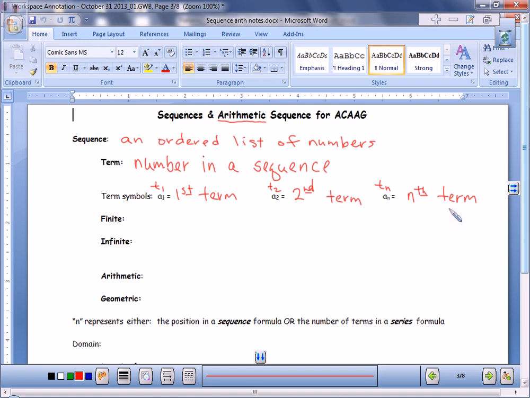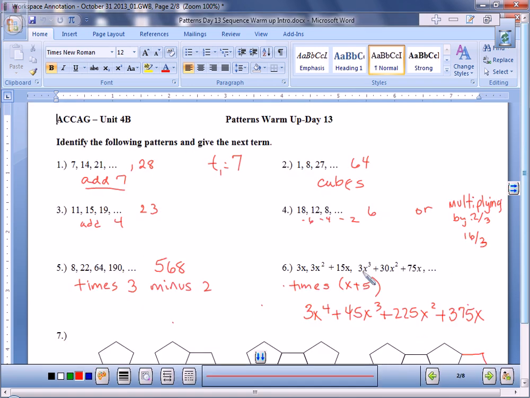Okay, so let's go back to our warm-up real quick. All right, in this problem, what is t sub 3? 21. The third term is 21. So when you see this, t sub 3, that's what you're saying. The third term in the sequence is 21. What is t sub 1? One. Because the first term in the sequence is 1. Got it? Yes, ma'am. All right.